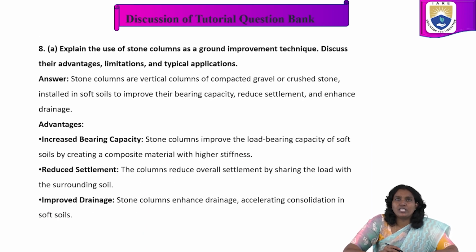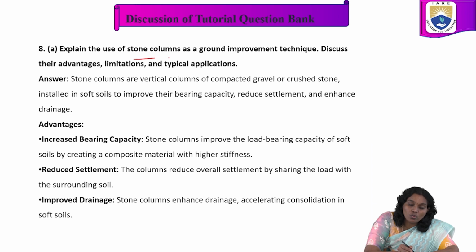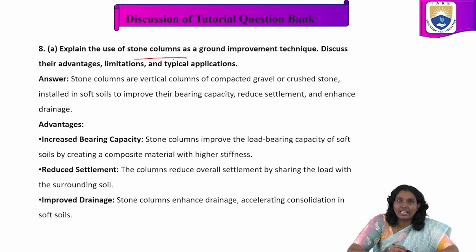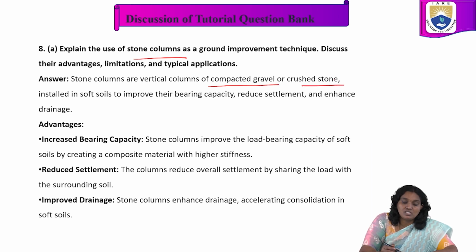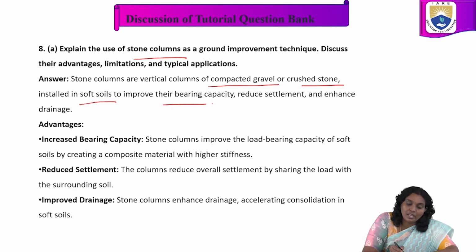Explain, and one more question, explain the use of stone columns as a ground improvement technique, discuss their advantages, limitations, and typical applications. These stone columns are vertical columns of compacted gravel or crushed stone installed in soft soils to improve their bearing capacity, reduce settlement, enhance the drainage.